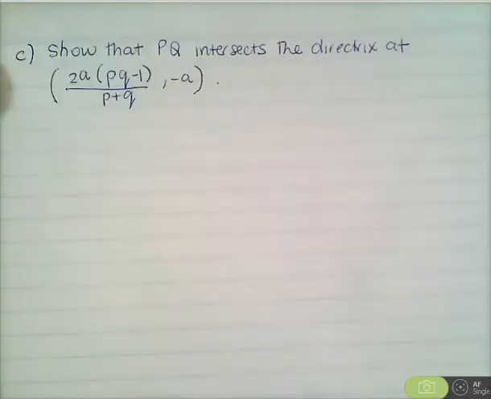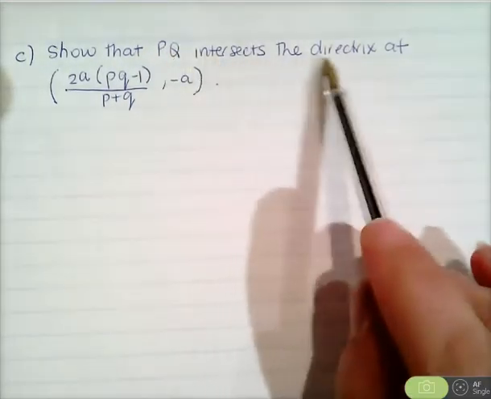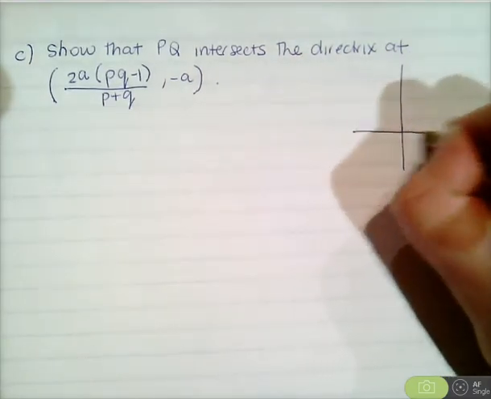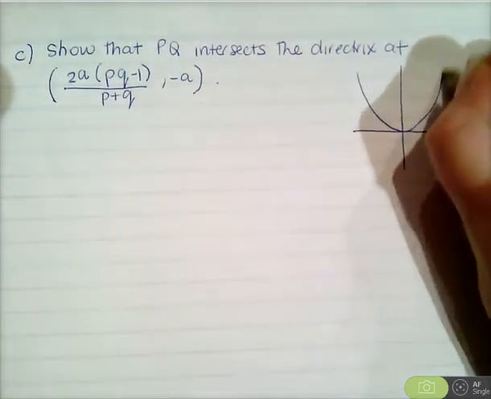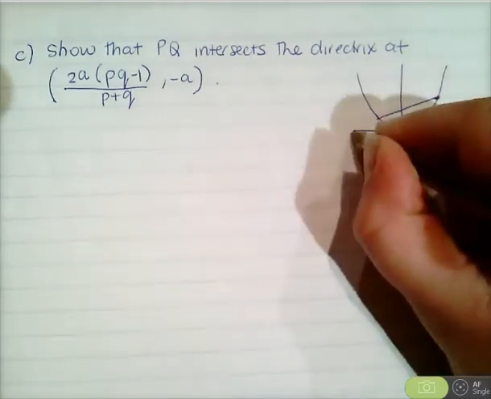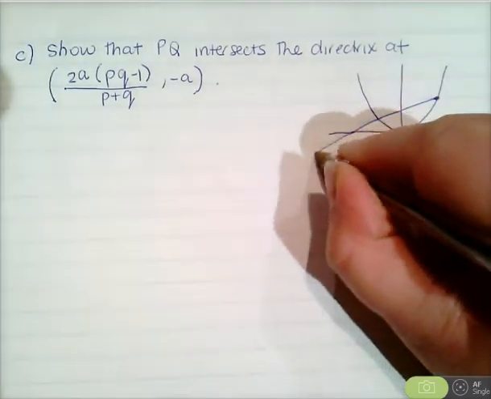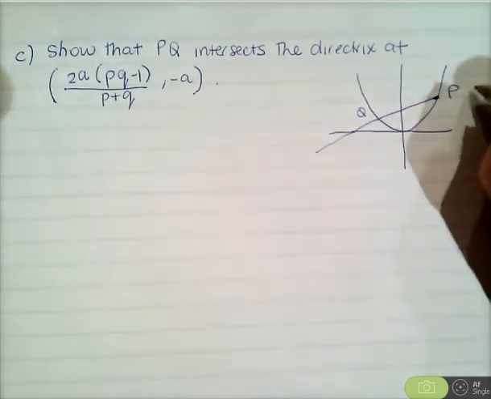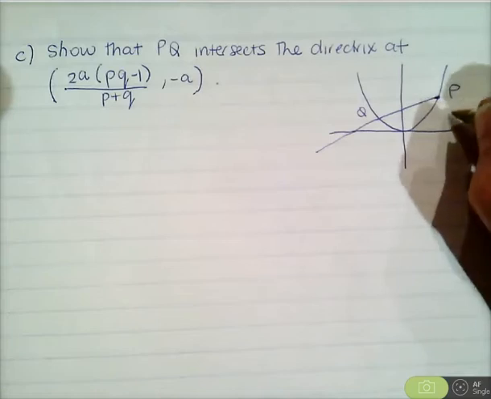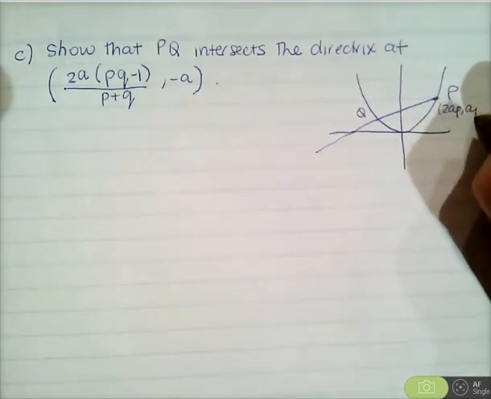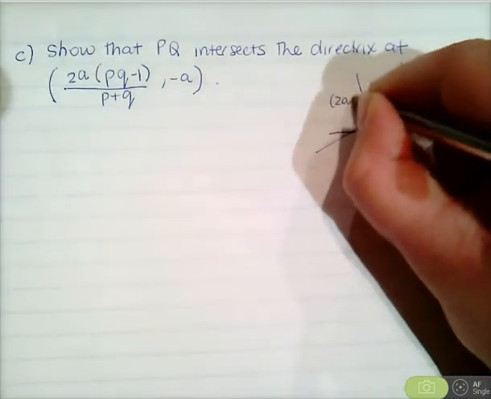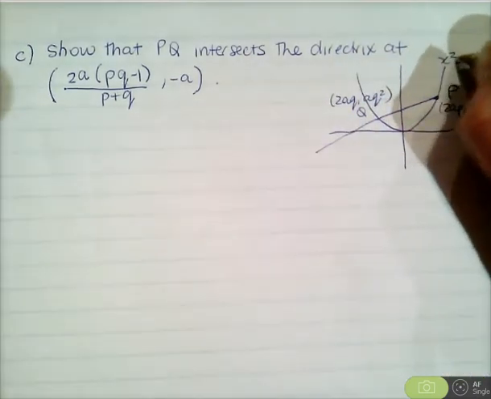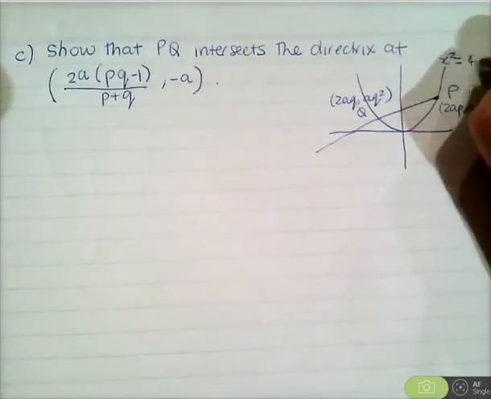Part C, you're asked to show that PQ intersects the directrix at that point. Again, I'm going to draw this question out. Now we've got P and Q, and it will hit the directrix somewhere down here. So we've got P there, Q there. We know the coordinates of P, 2AP, AP squared. Q is 2AQ, AQ squared. This is the parabola x squared equals 4AY.